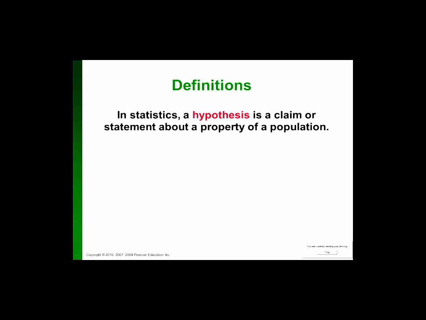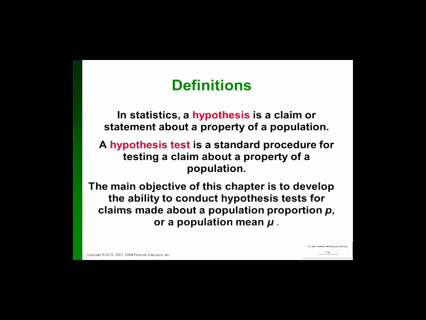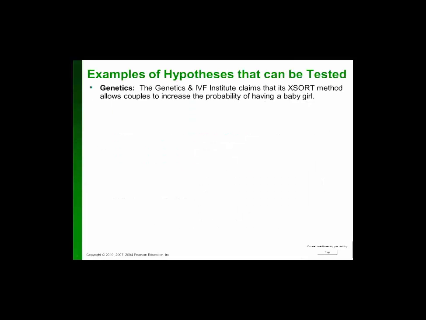A hypothesis test is a standard procedure for testing a claim about the property of a population. So you make a hypothesis and then you run a hypothesis test to either prove or disprove or say, hey, we don't have enough information to do either one. The main objective of the chapter is to develop the ability to conduct hypothesis tests for claims made about population proportions or population means.